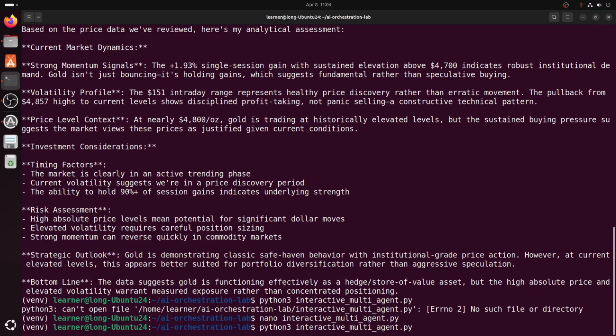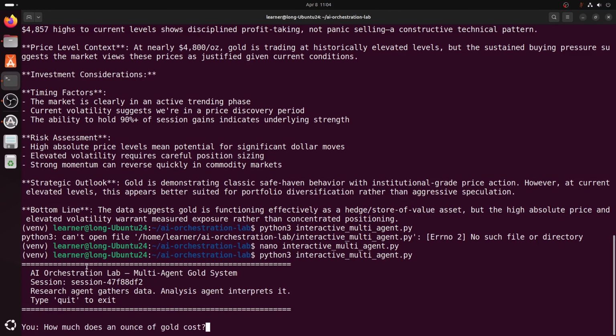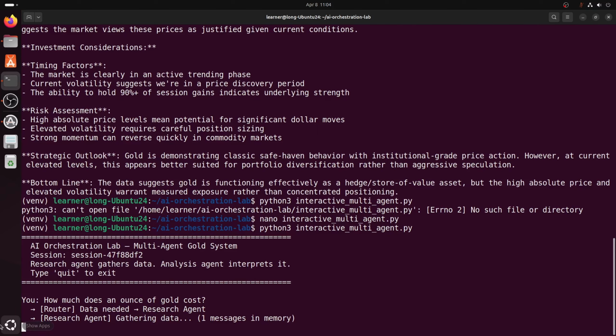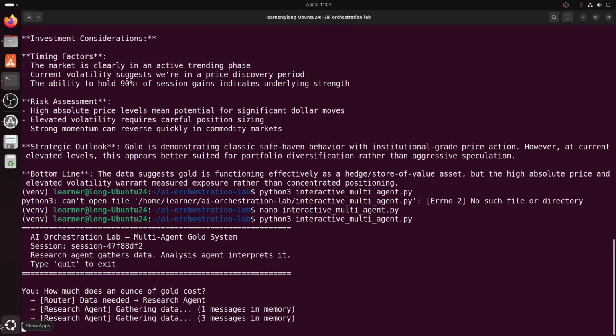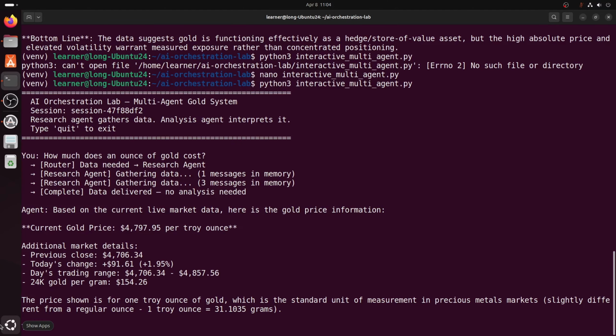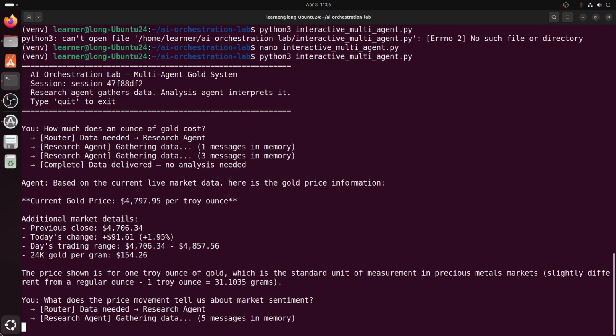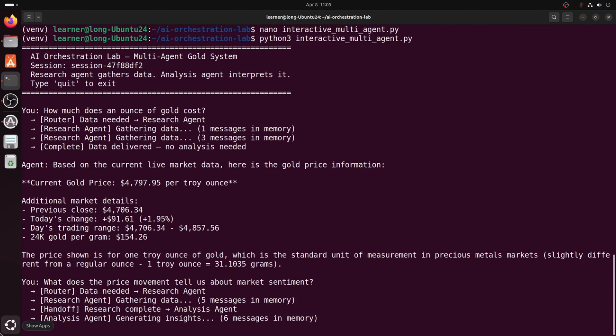Let's try it interactively. First, how much does an ounce of gold cost? Research agent only, data delivered, no analysis needed. Now, what does the price movement tell us about market sentiment? Research agent gathers data, then hands off to the analyst. Both agents working together.